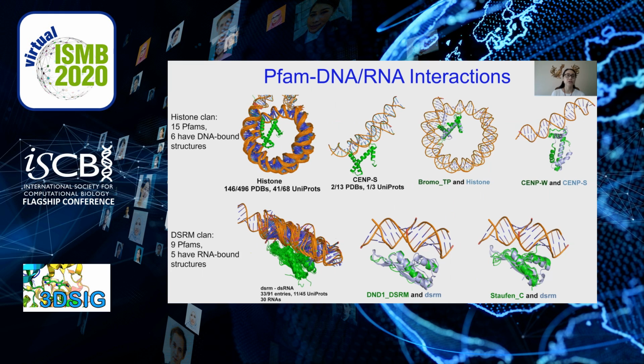So the top one is for the histone clan and DNA bound structures, and these two Pfams can be modeled from these two Pfams. And the bottom one is the DSRM clan and RNA bound structures. So we can model the RNA bound structures of these two Pfams from the Pfam DSRM and RNA interfaces.